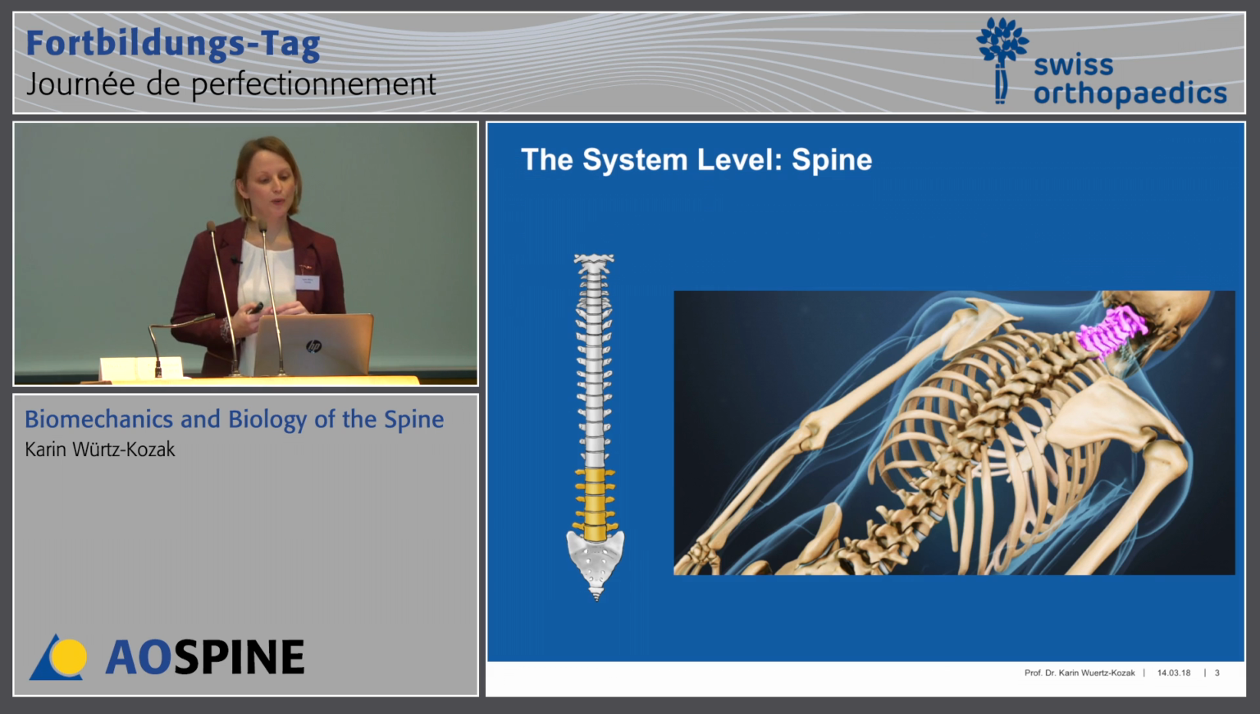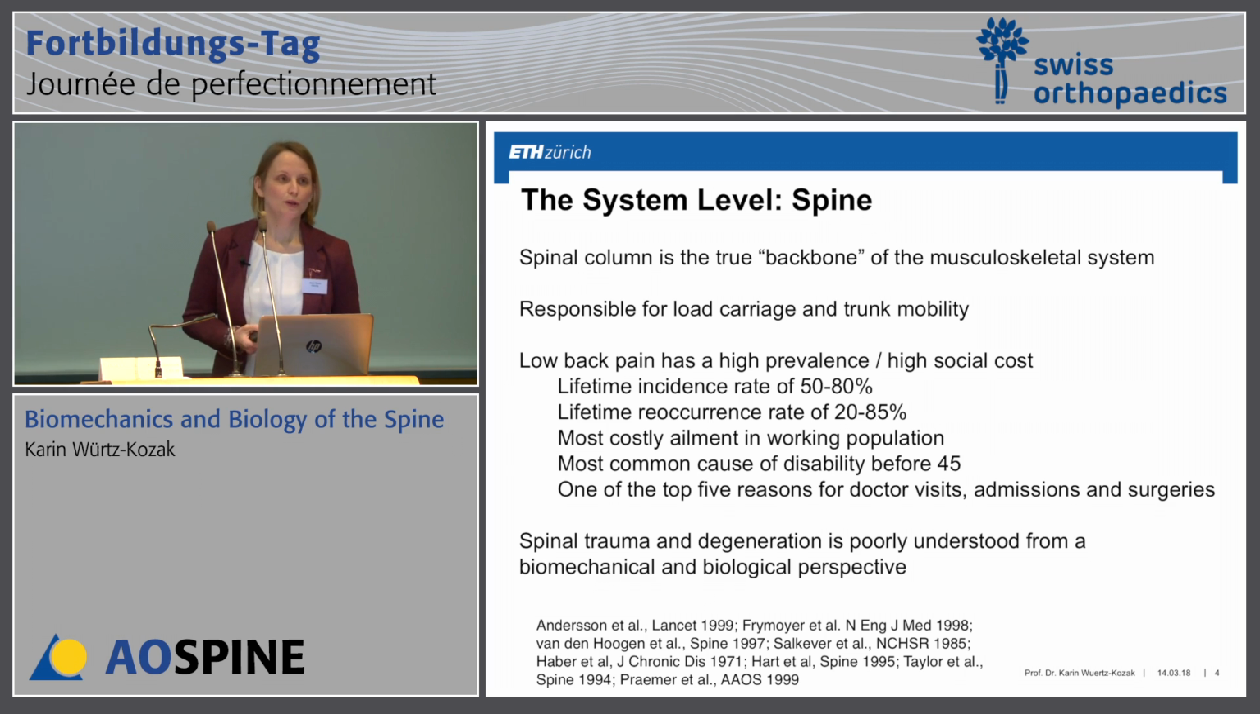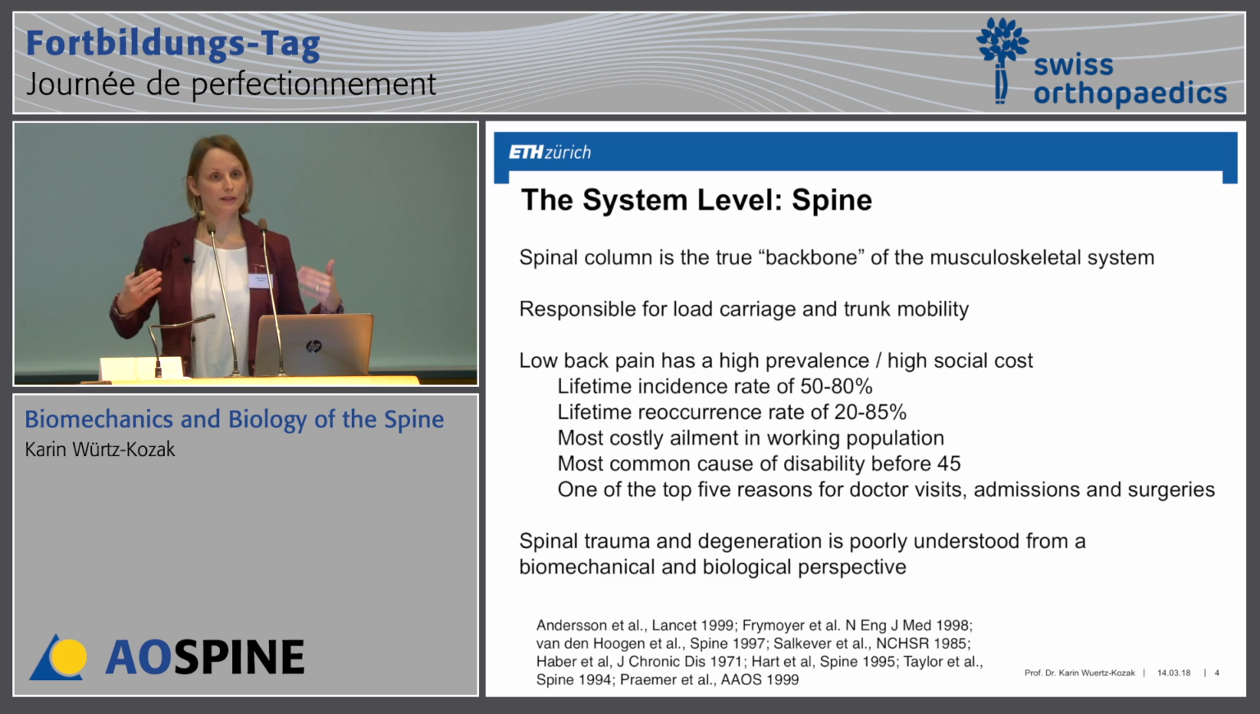So for the spine, what we would like to start with is the systemic level. So this is basically the largest level lower than the body. So in this case, it would be the entire spine. And when we talk about the spine, what is important to understand, and that is probably clear to all of you, is that it's the backbone of the musculoskeletal system. It is, on the one hand, responsible for load carriage. So it carries the weight that is above it, which basically means the head, but also the pelvis and so on, and it transmits these loads then to the lower parts of the body.